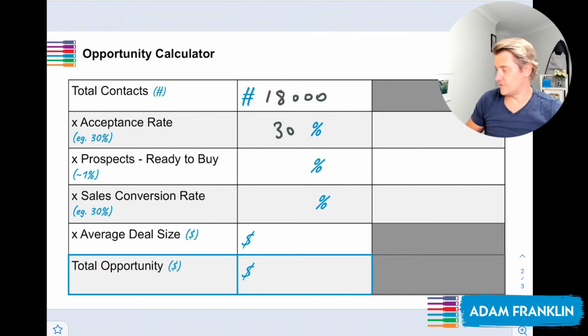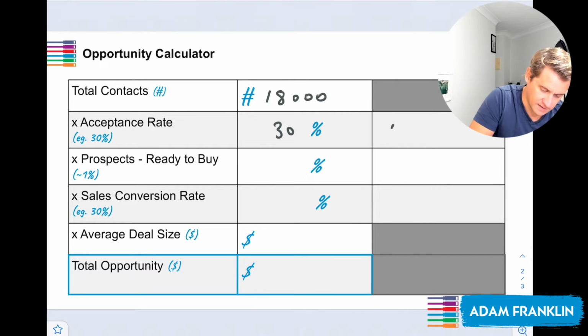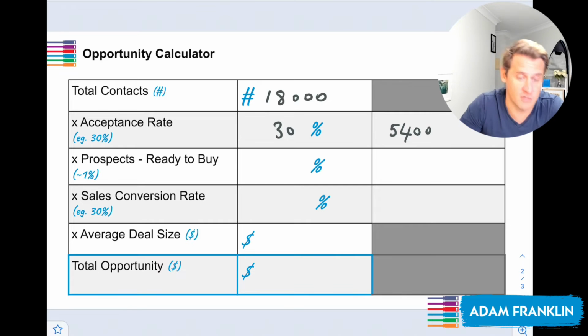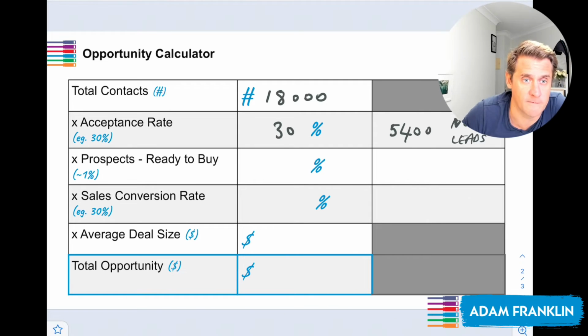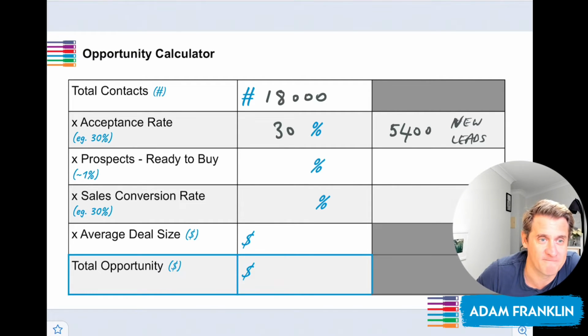All right, so what that means is that there's 18,000. We get out the calculator on the phone: 18,000 contacts times the 30% acceptance rate. That means that we would have 5,400 new leads. So these are new first degree contacts who are in your ideal sweet spot.